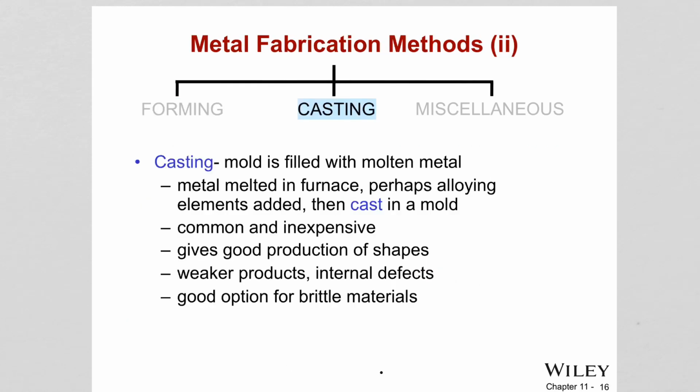Casting is a process where molten metal is poured into a mold cavity of the desired shape, and upon solidification the metal assumes the shape of the mold. Of course, it experiences some shrinkage, so you need to account for those types of processing parameters.